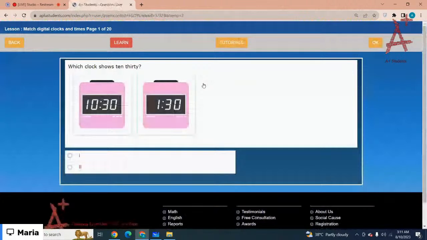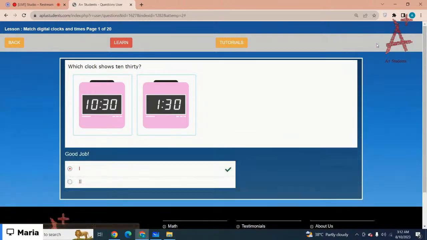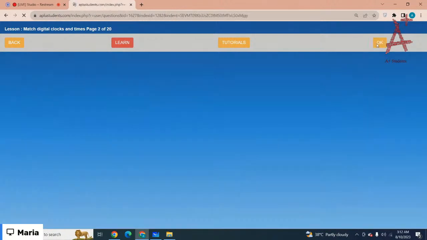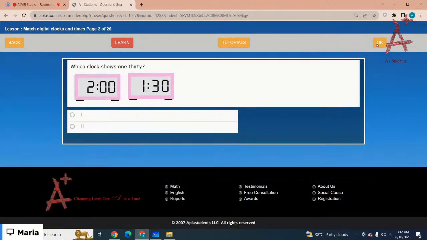10:30 means you have the hours 10 and you have the minutes that is 30. So the correct option is option number 1 because you can see here you have 10 and 30. The correct option is option number 1. Okay, which clock shows 1:30? Which is the correct option, 1 or 2?